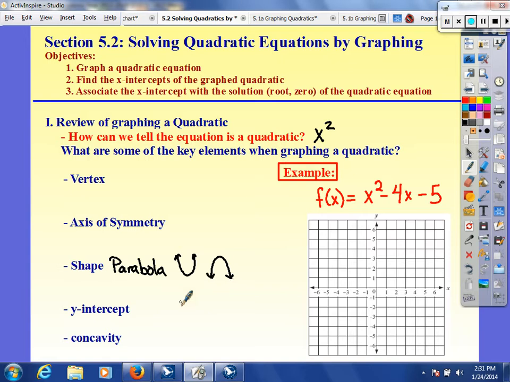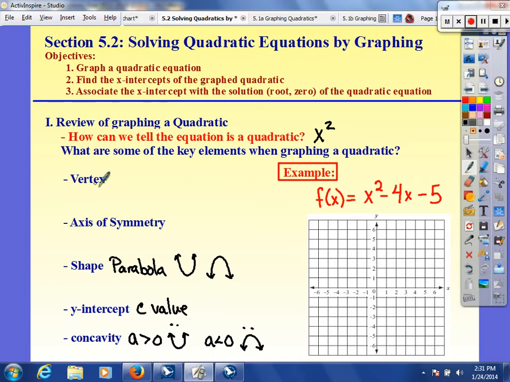Now what indicates the direction the shape is facing, in other words, the concavity? Well, it's going to be the a value. If a is positive, it's going to be concave up. Think smiley face. And if a is negative, then what we have is a frown face, or it's going to be concave down. So keep that in mind as well. The y-intercept's really easy. That is the c value of the quadratic. So once we identify the a, b, and c, the c value would be your y-intercept.